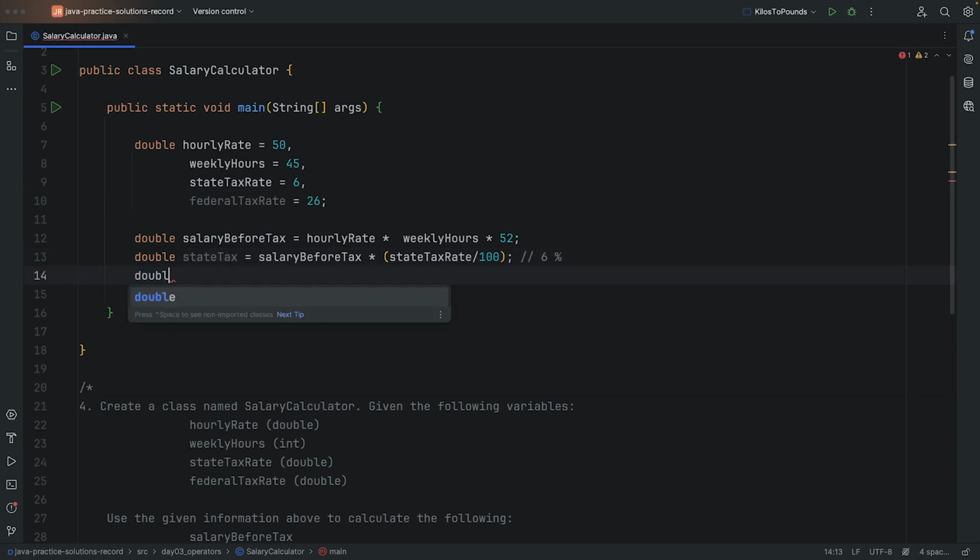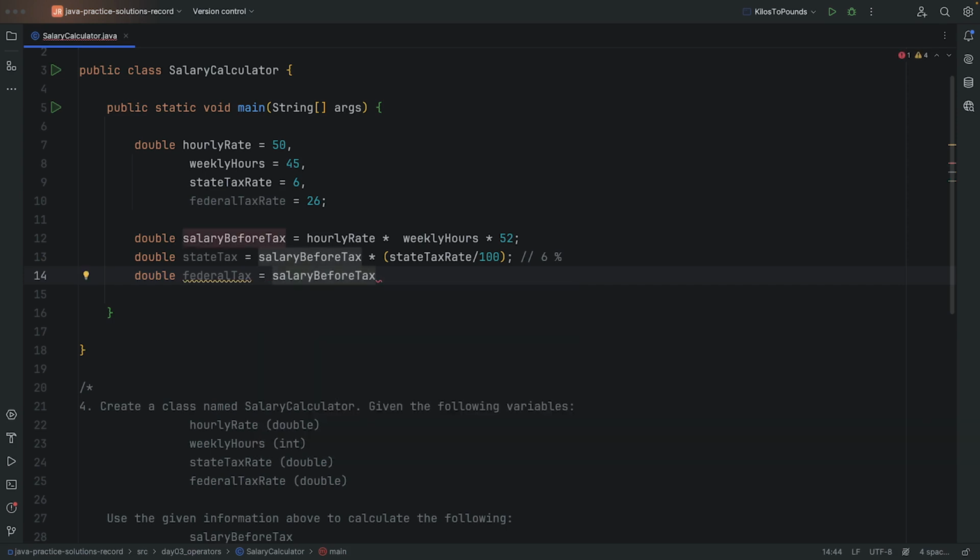Then let's go ahead and figure out the federal tax rate as well. Not the rate, but we know the rate actually. I'm calculating now how much total amount of money is going to be taken away from my salary. So the federal rate will be the same thing.